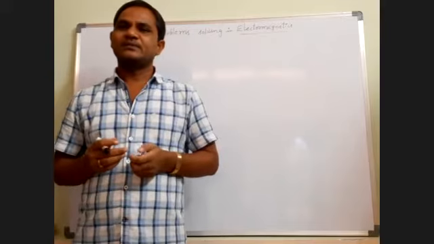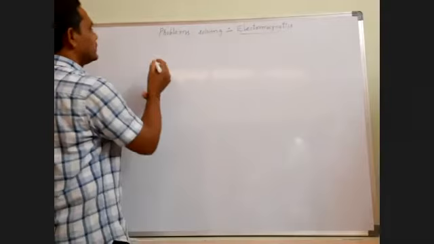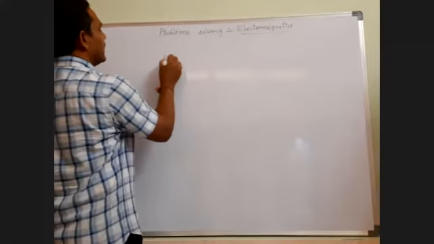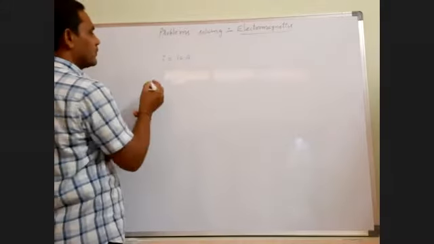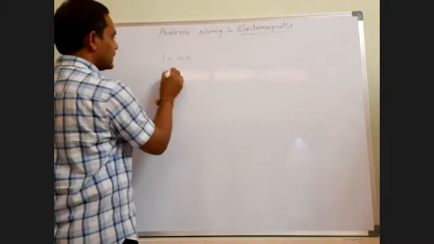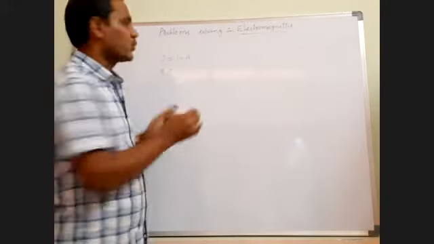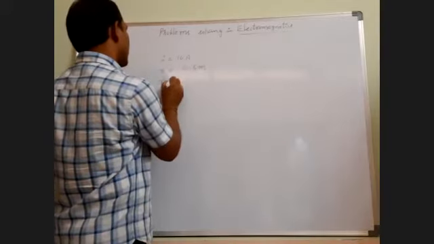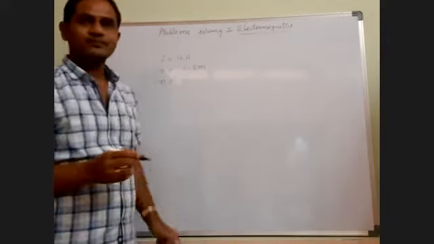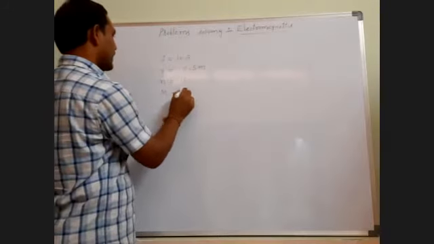Yes, Asma, do you have any doubt? Tell me. Yes, sir. A current of 10 ampere is flowing through a coil of radius 0.5 meters and 10 turns, N equal to 10 turns. Calculate the magnetic moment of the coil.